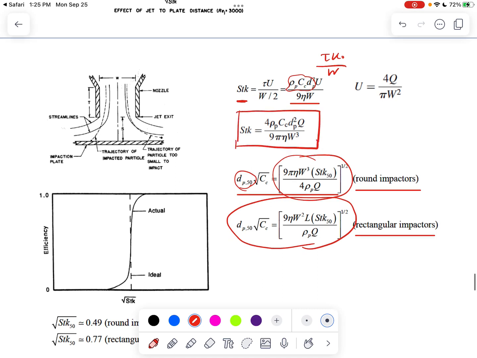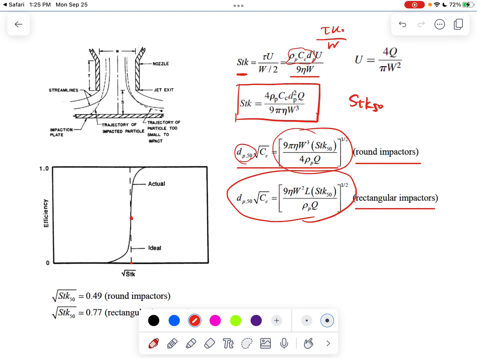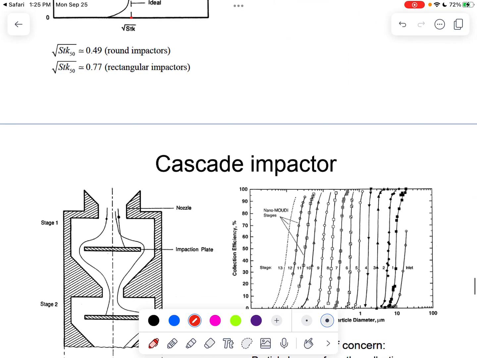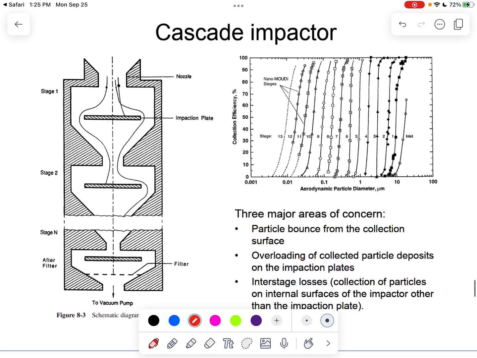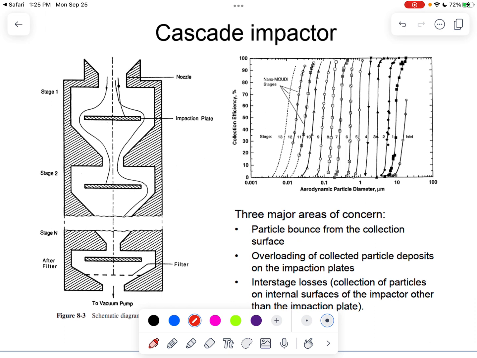Generally, for these impactor stages, people define Stokes 50 to represent the critical Stokes number, which has a 50% efficiency for collecting the particles. So each impactor has a specific Stokes 50 number, and these two equations tell you how to calculate the particle size corresponding to the Stokes 50 value. So you can see that with a single impactor stage, we can collect particles above a certain size.